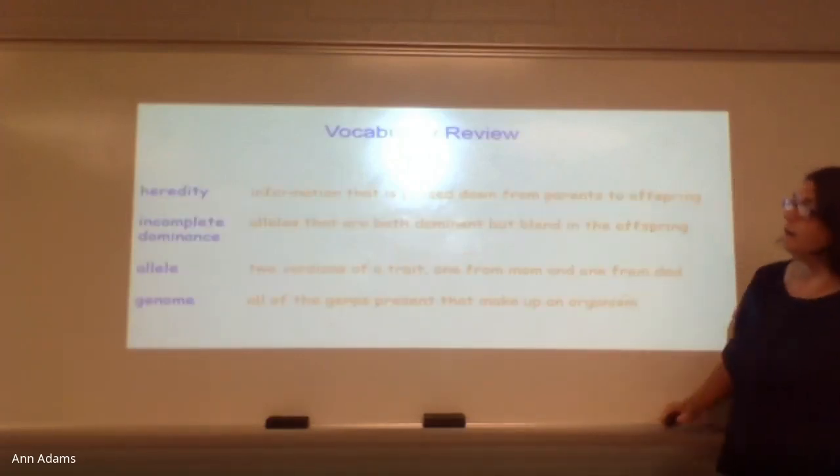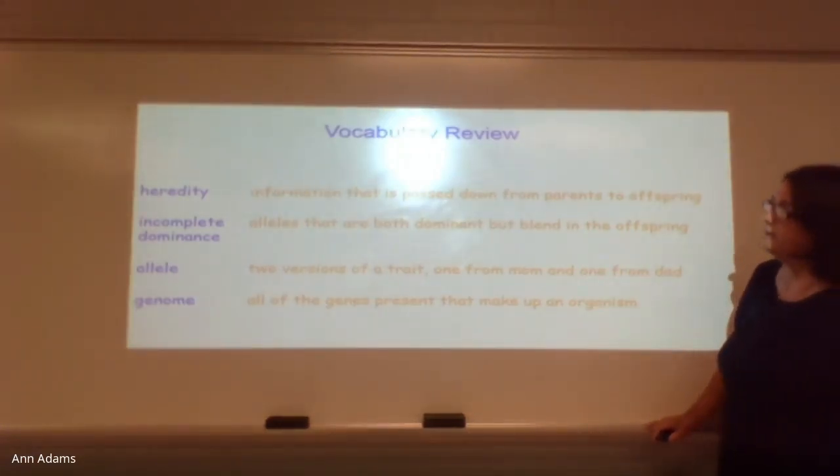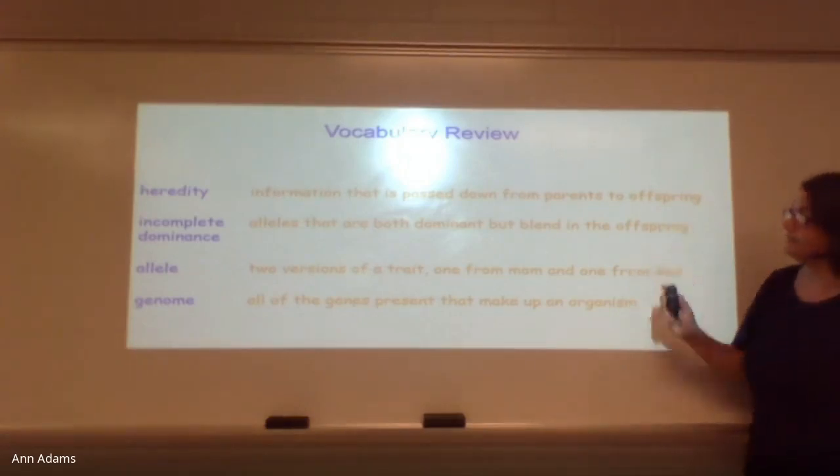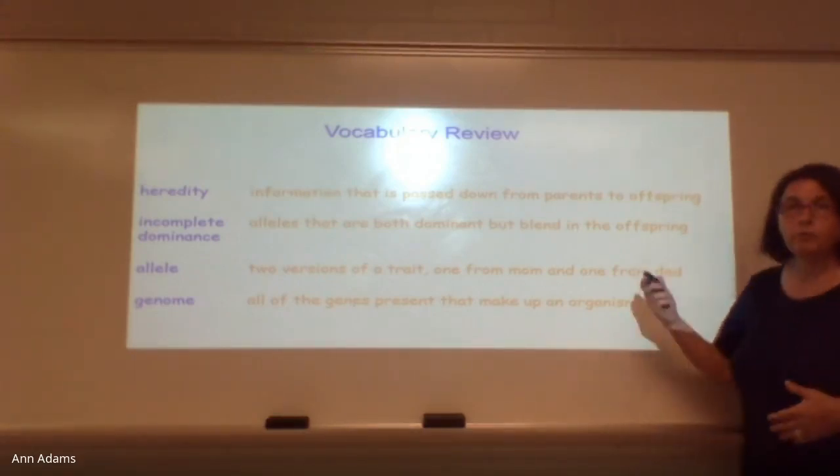Alright, vocabulary review. Some of the words that we're going to go over is heredity, which is information that's passed down from parents. Incomplete dominance, where alleles are both dominant and blend in the offspring. Allele, which we know is two versions of the trait. You got one from mom and one from dad.